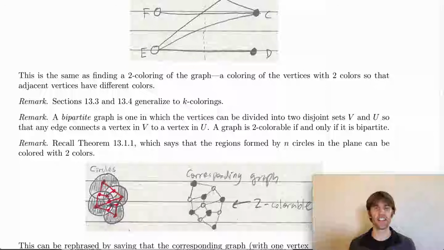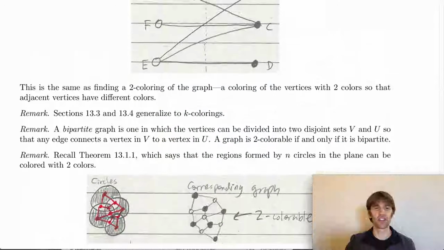Looking forward, in sections 13.3 and 13.4, we'll consider problems of this form not with 2 colors, but with an arbitrary number of k colors. So you could think of this as you have many more children, you have 20 children, and you want to divide them, say, into 3 rooms or 4 rooms, such that children in the same room don't fight. 3 rooms would be the analog of 3 colors, and 4 rooms would be the analog of 4 colors.